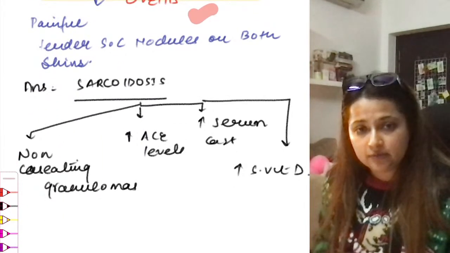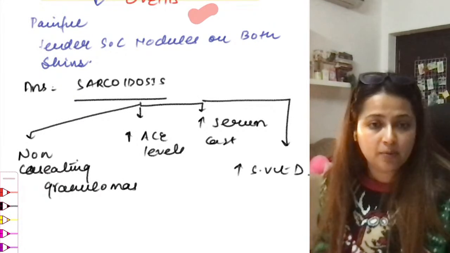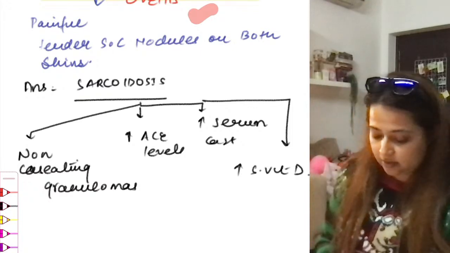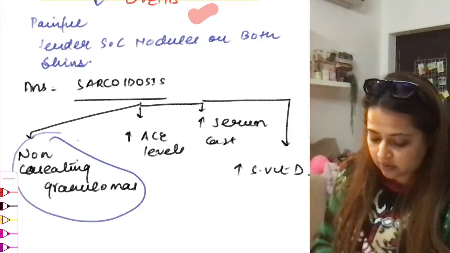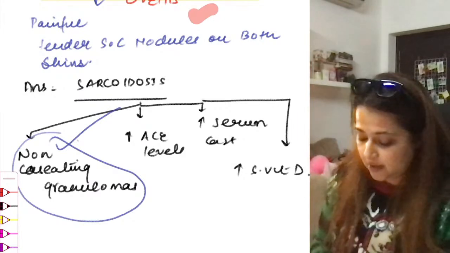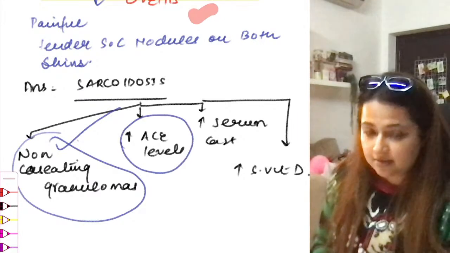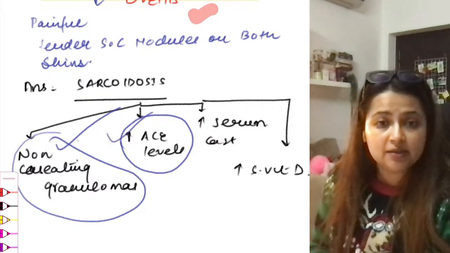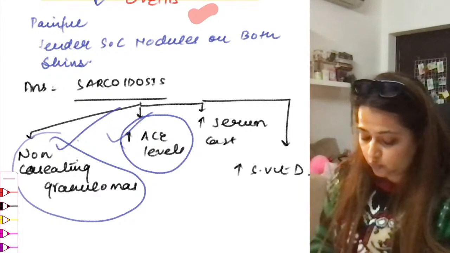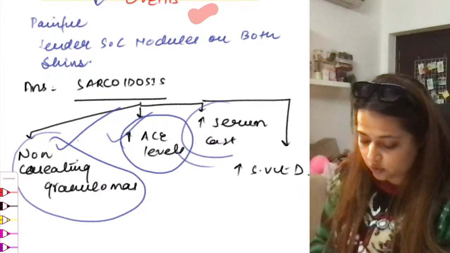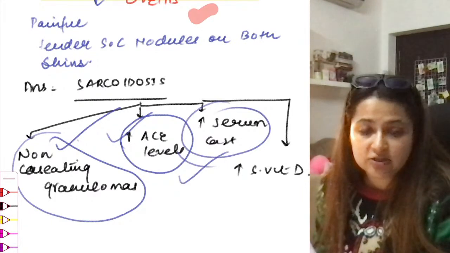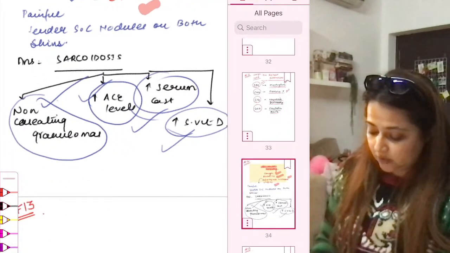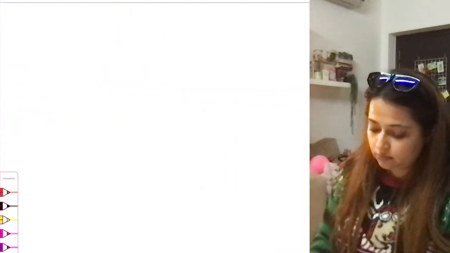So, I have written the keywords for sarcoidosis here. Number one, what type of granulomas do you expect in sarcoidosis? Your answer is non-caseating granulomas. Number two, what happens to the ACE levels in sarcoidosis? Your answer is increased ACE levels. Number three, what happens to serum calcium levels in sarcoidosis? Increased serum calcium. What happens to serum vitamin D levels? Increased.